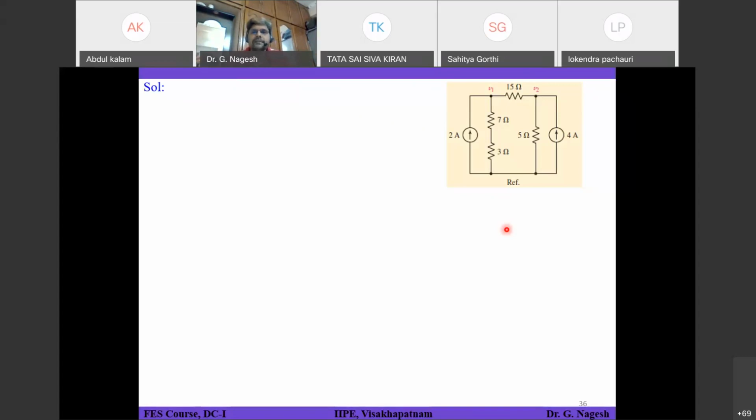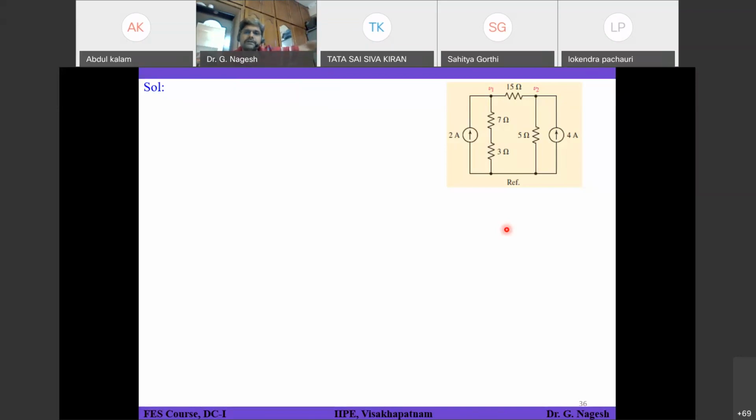Okay, anyway, let's see that. First of all, how have you approached? I calculated the series resistance of 7 plus 3, as we did in the earlier example. Okay, so 10 ohms is the series combination of that one.